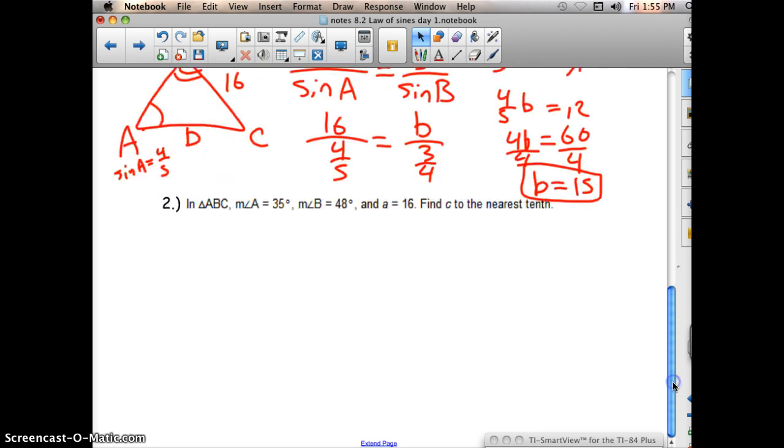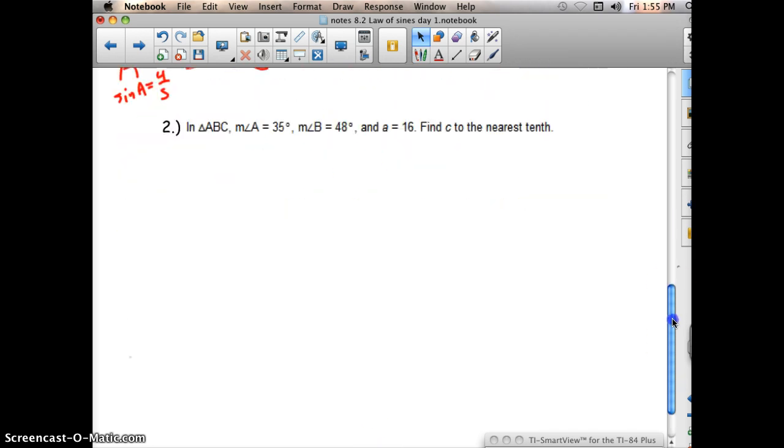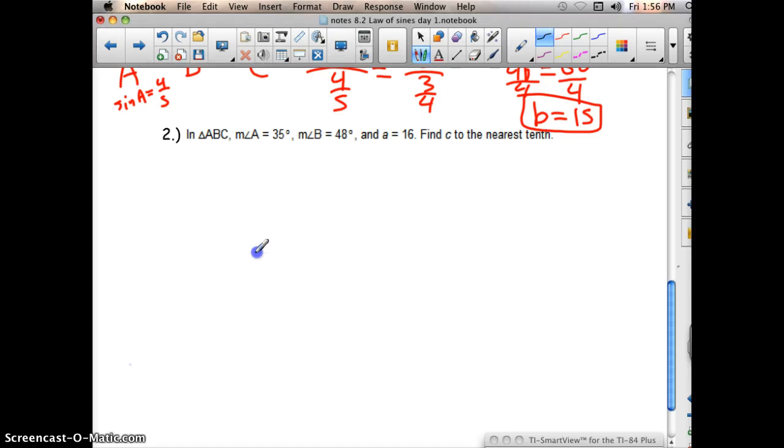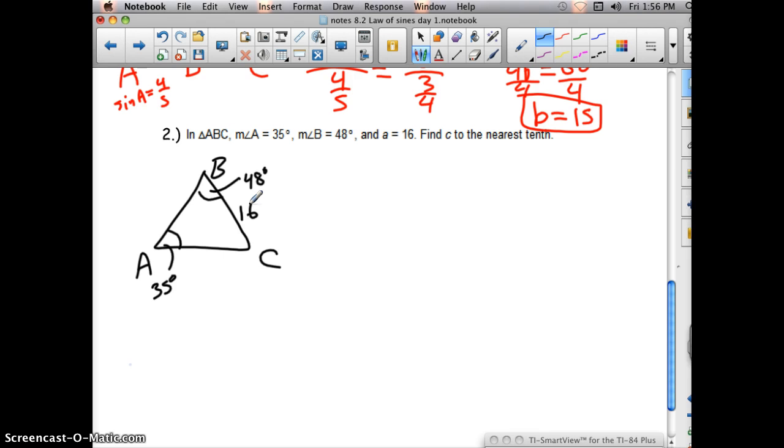Okay, example 2. Again, I have triangle ABC. And this time they actually give me the measure of angle A. They tell me angle A measures 35 degrees. And measure of angle B is 48 degrees. Little a here is 16. Okay, well that goes across from angle A. And now it wants me to find little c to the nearest 10. So it wants me to find this side to the nearest 10.